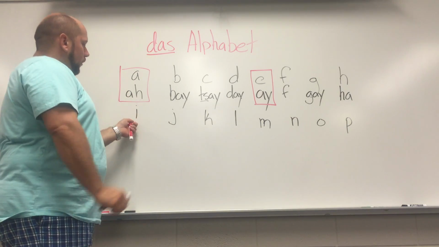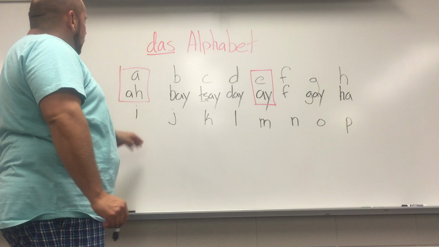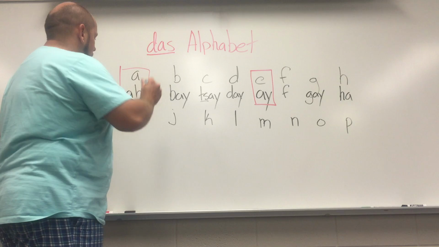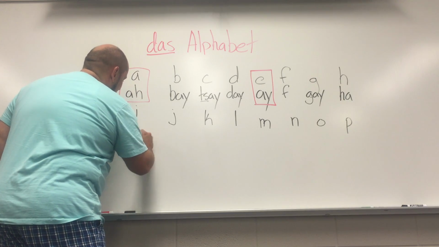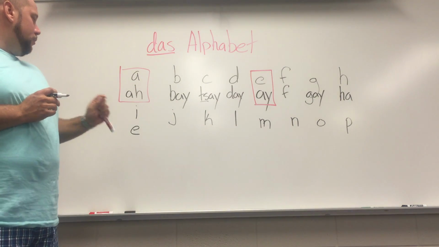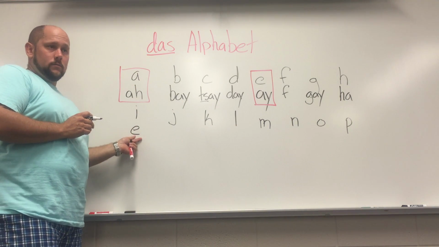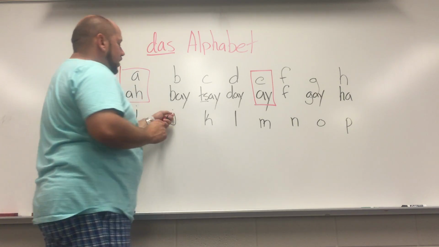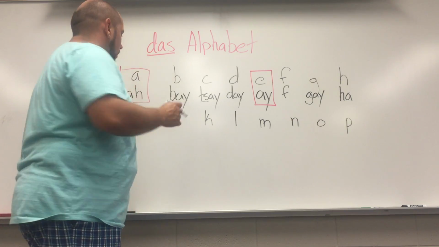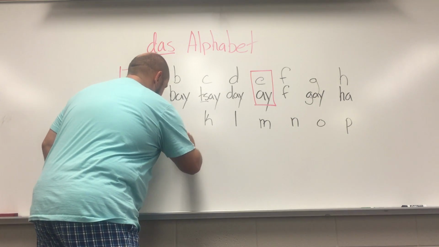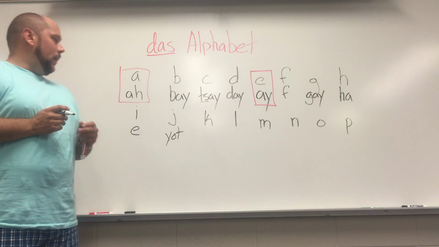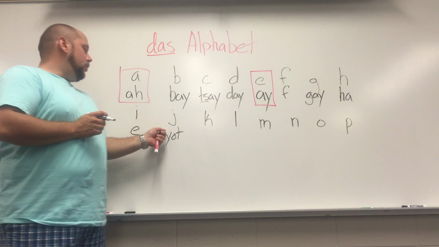All right, so first let's go through this row. The letter I in English, again, trying to confuse you. In German, the letter I is E. The letter I is pronounced E. Okay, the letter J. The letter J makes a Y sound when we have it in words, right? So, what we have is Yot. The letter J is pronounced Yot.